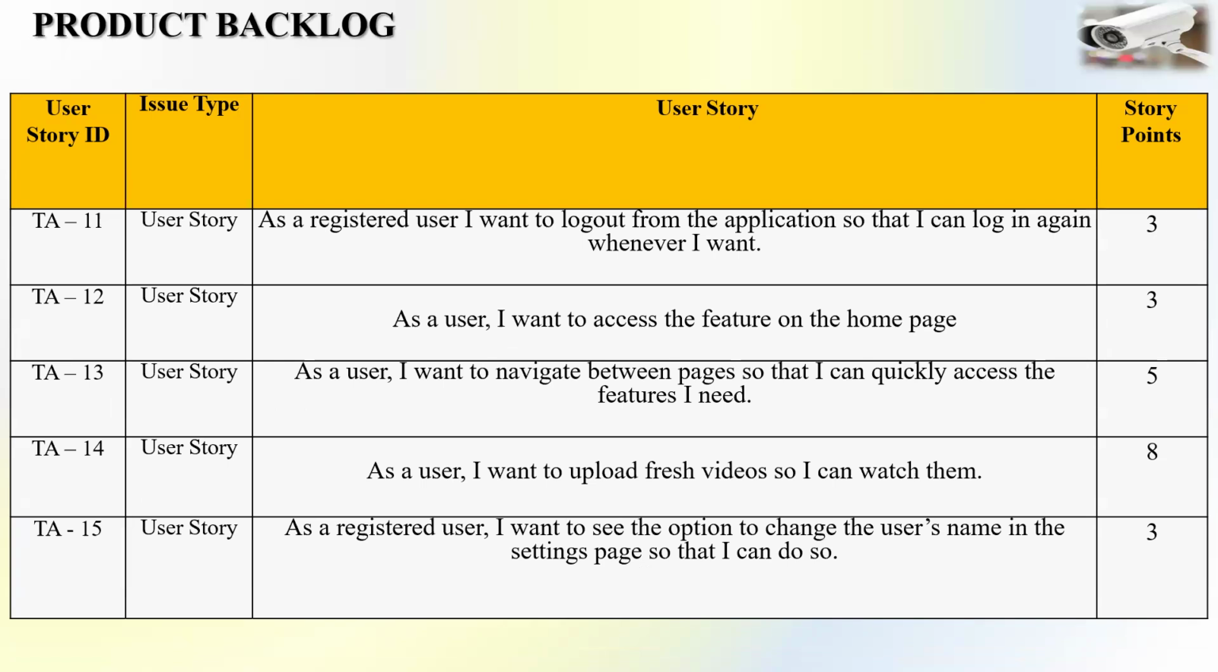As a user, I want to access the features on the home page. For that, we have given 3 story points. As a user, I want to navigate between the pages so that I can quickly access the features I need. For that, we have given 5 story points. As a user, I want to upload fresh videos so I can watch them. So for that, we have given 8 story points.